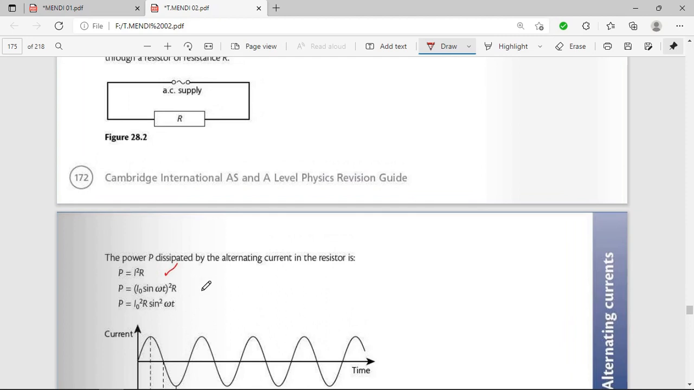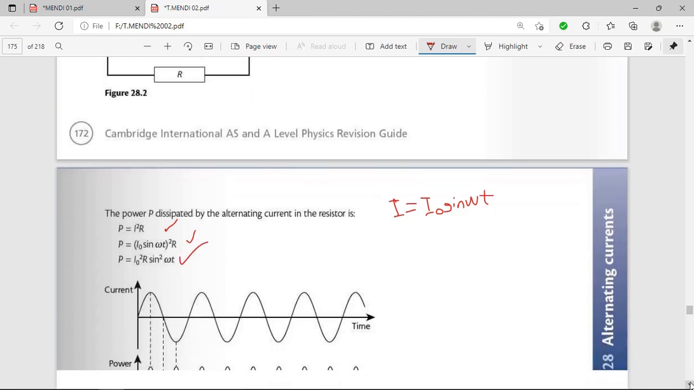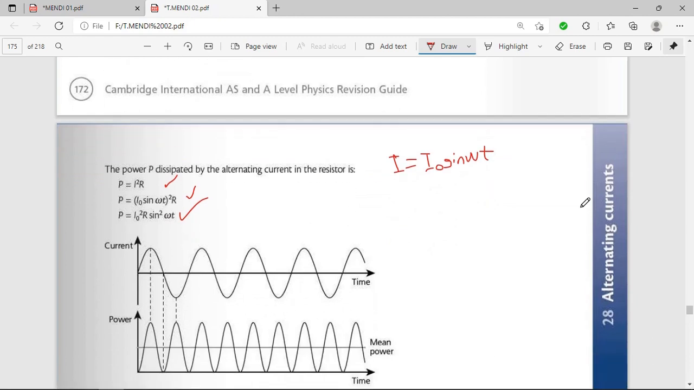Since current is also equal to I naught sine omega t, where there is I, we substitute this one. Then if you square it, we get I naught squared sine squared omega t. This one is the graph for current.